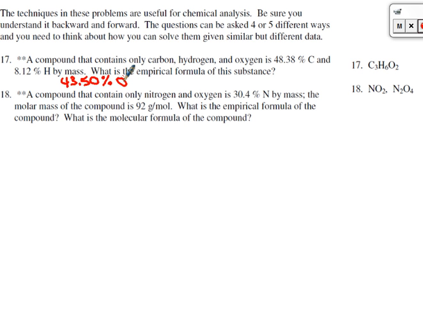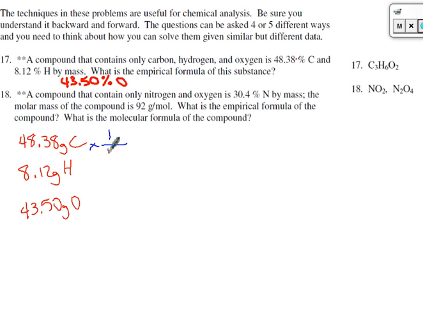And the reason I pick 100 grams is so that this percentage, if I have a 100 gram sample and 48% of it's carbon, that means I have 48.38 grams of carbon if I had a 100 gram sample. And that would be 8.12 grams of hydrogen, and like I just said, 43.50 grams of oxygen. Grams aren't very useful in chemistry, so the general process is to convert these to moles. Hopefully it converts into nice whole numbers.